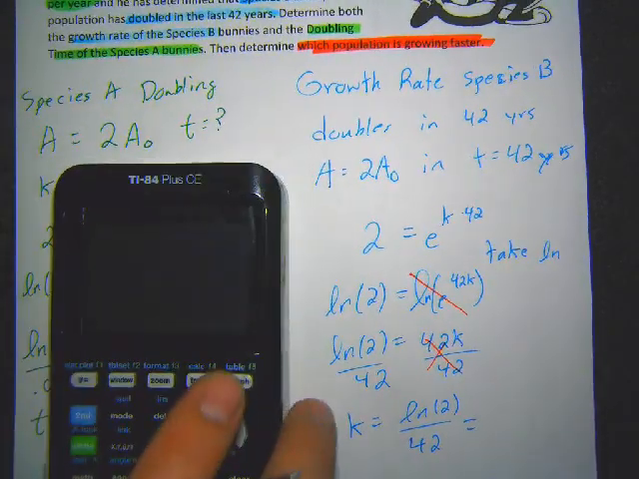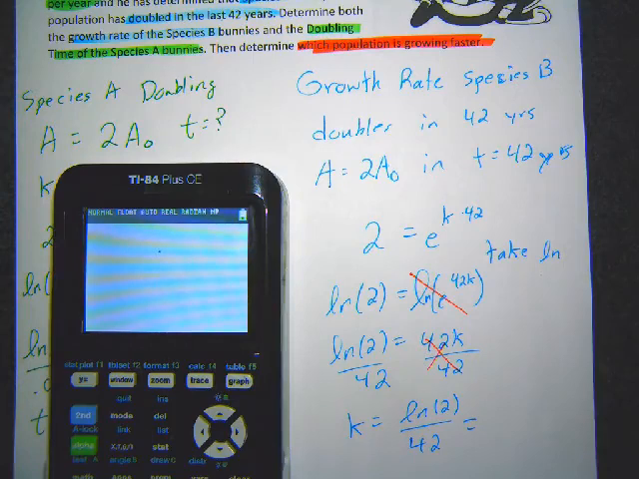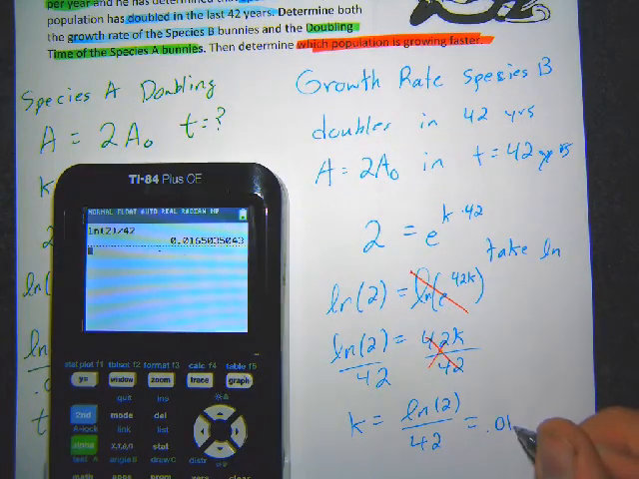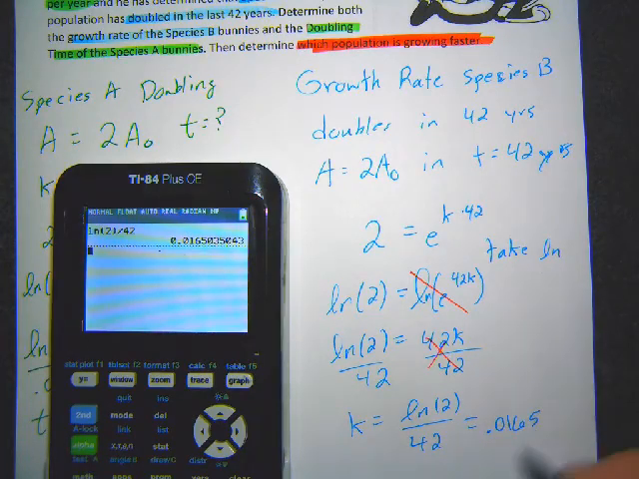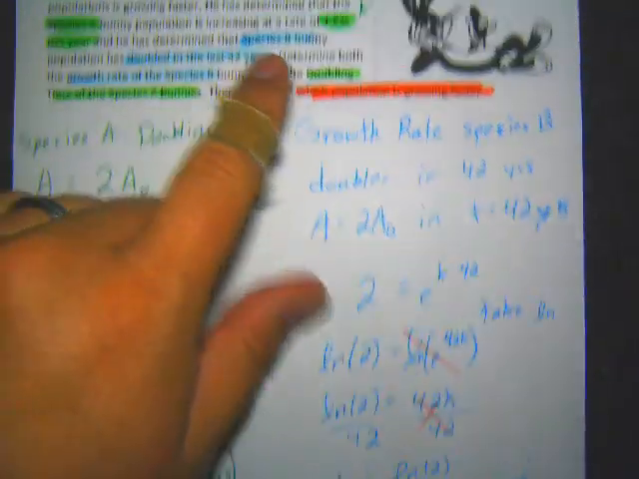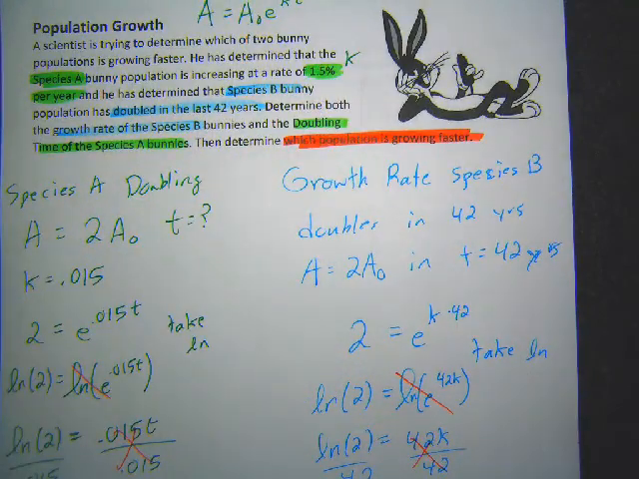So we'll type that in to get natural log of 2 divided by 42. That gives us 0.0165. So that's a 1.65% growth. And you can see, of course, that is definitely bigger. 1.65% is a higher growth rate than the 1.5% of species A.